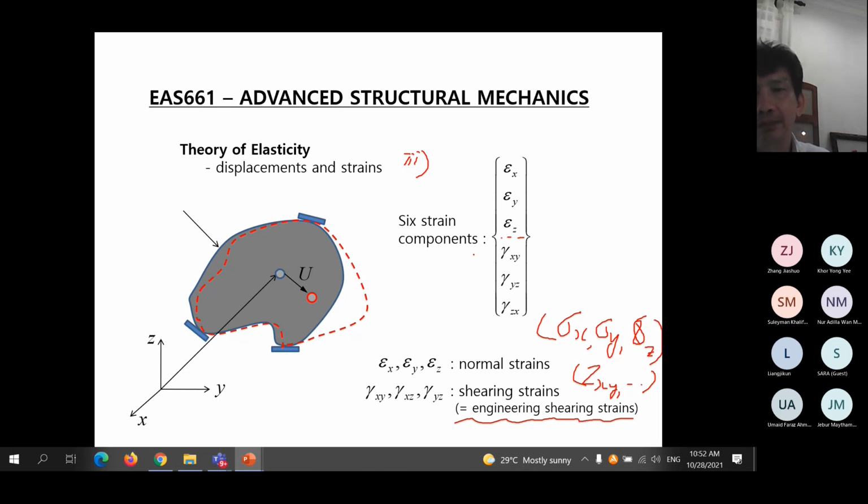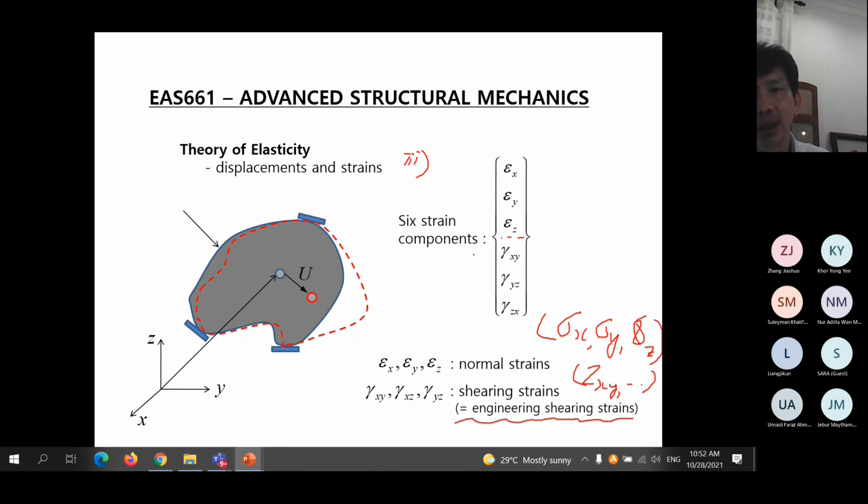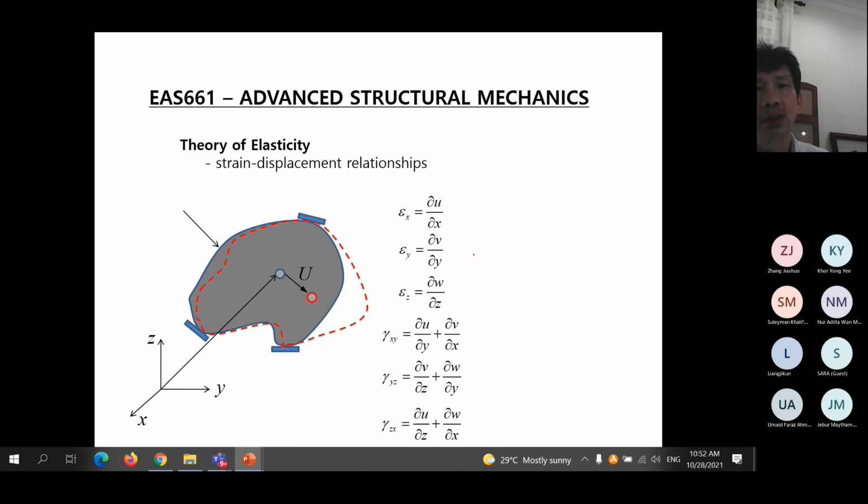Displacement and strains are related using the strain displacement relations. You have 6 strain displacement relations, shown here, relating the strain to the displacement using these 6 partial differential equations.